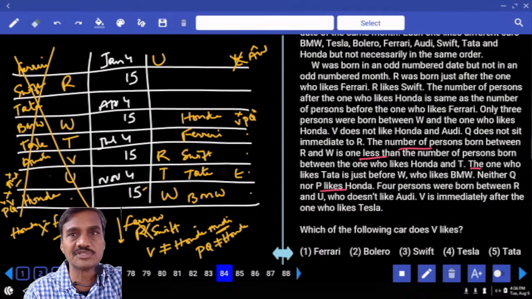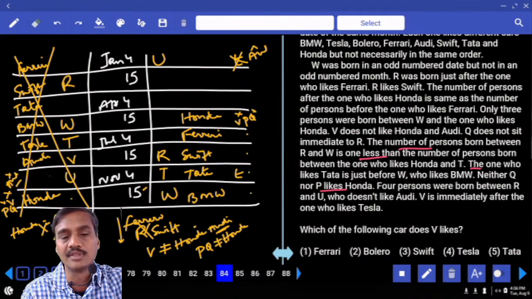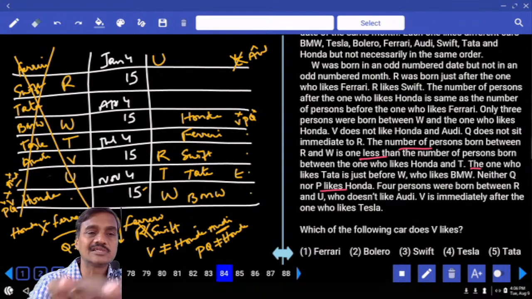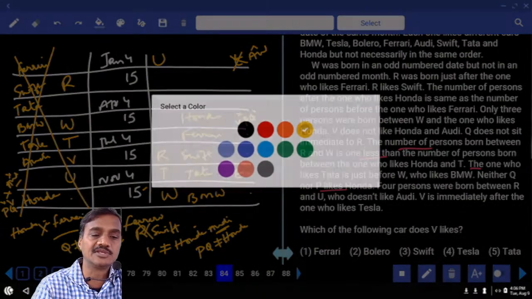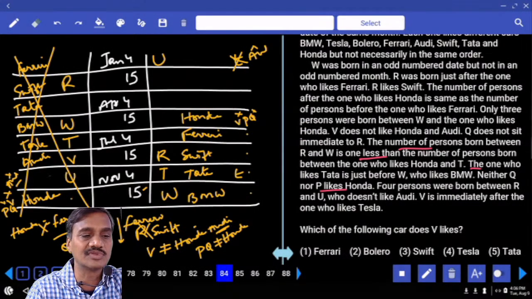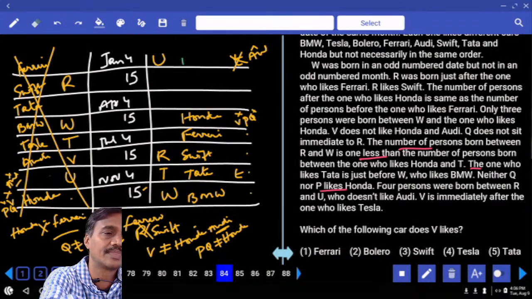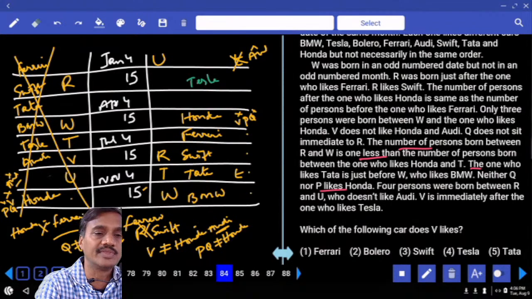But in the information given here, V does not like RD. Then coming back to the second one. Now in the second one, T and Tesla are fixed, and T is immediately after this Tesla. If Tesla is here, how many possibilities do we have? 2 possibilities. Now if Tesla is at this place, then V will be here.